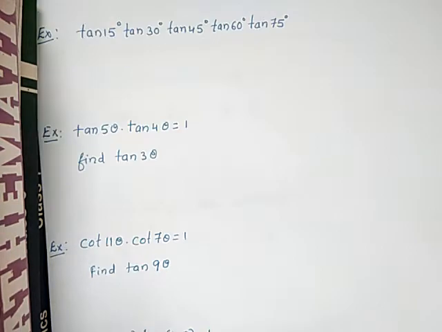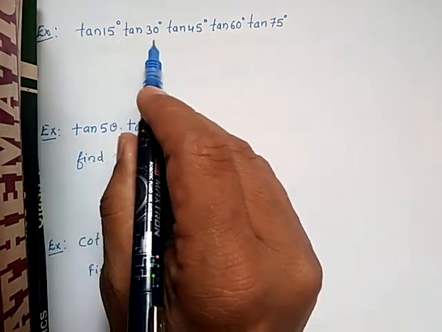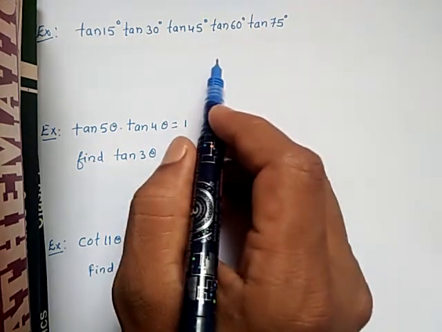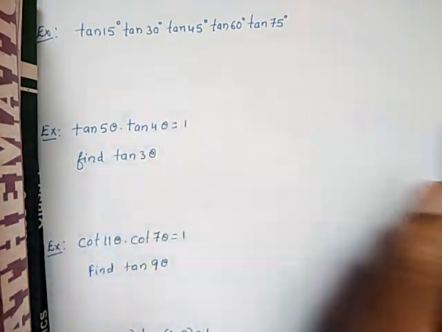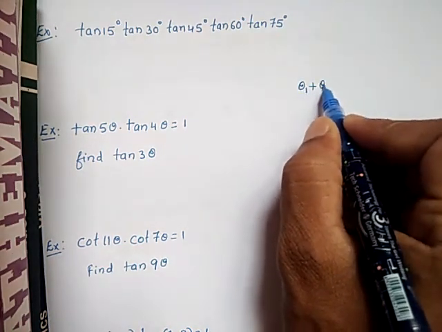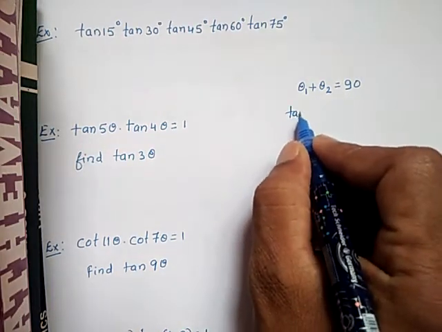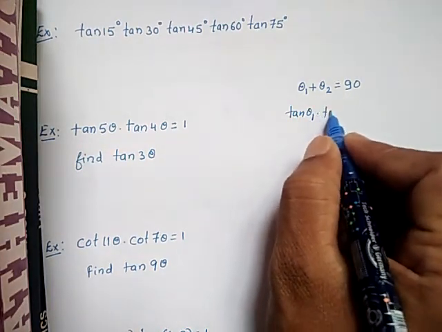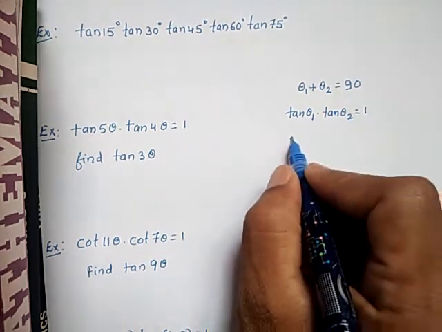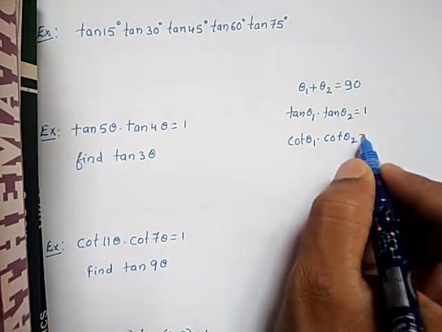Okay. Now this is also very important. Now see here, tan 15 degree, tan 30 degree, tan 45 degree, tan 60 degree, tan 75 degree. Now you need to solve what is the value of this one. So for this one, few things you have to remember. What you have to remember means theta 1 plus theta 2 is equal to 90 degree. This you have to remember. One more thing, tan theta 1 into tan theta 2 is equal to 1. This you have to remember. And one more last thing, cot theta 1 into cot theta 2. This also you have to remember.